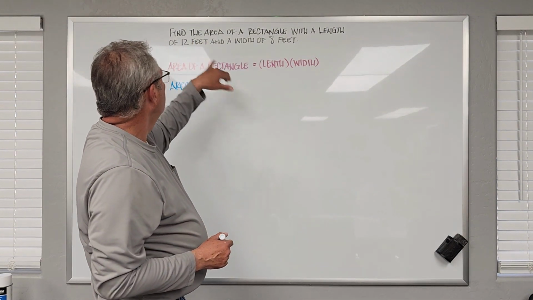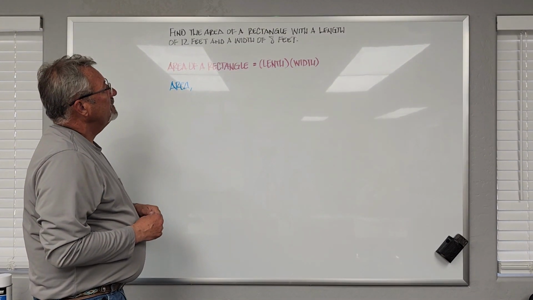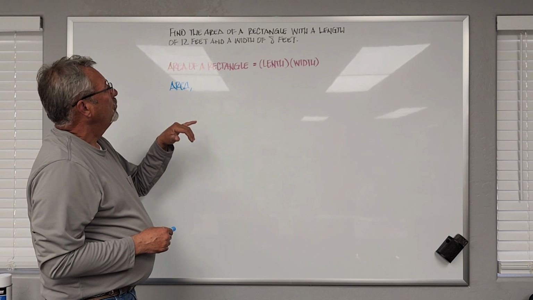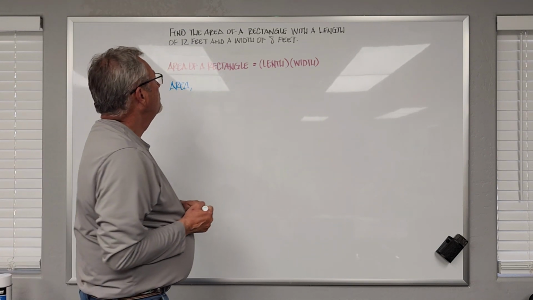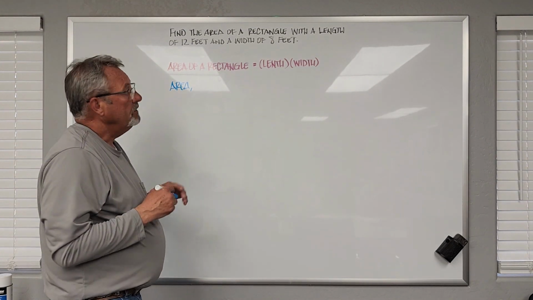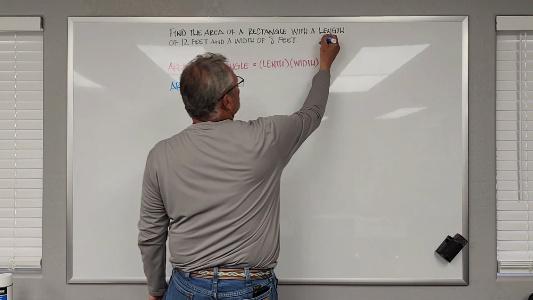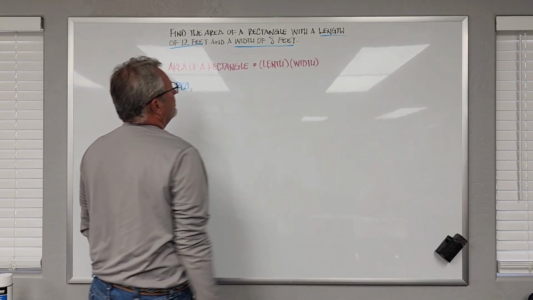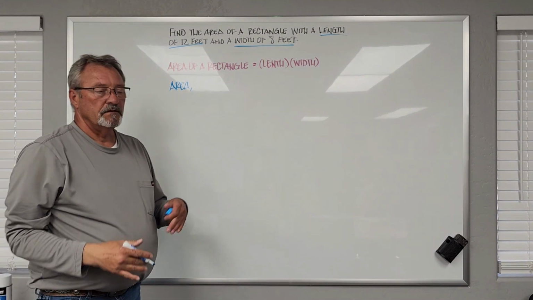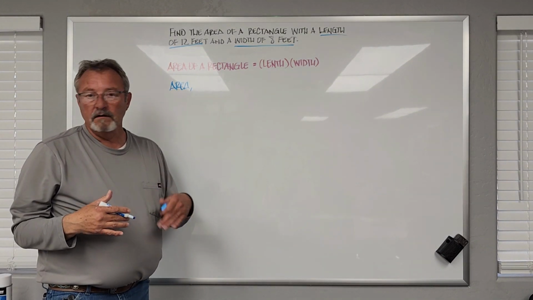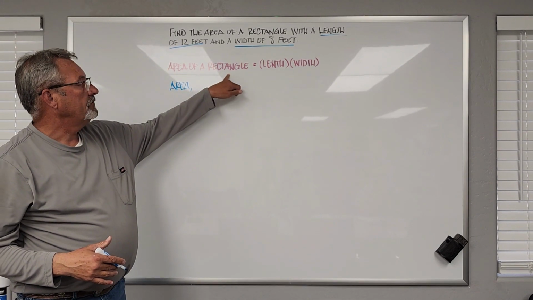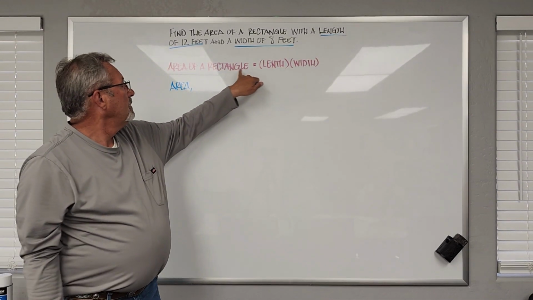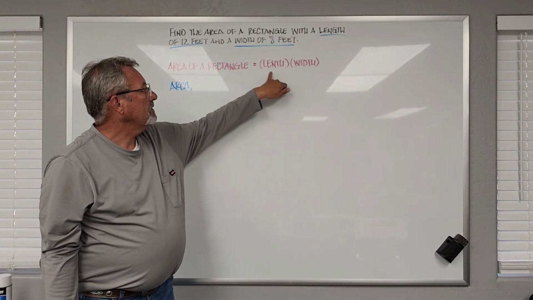The first problem: find the area of a rectangle with a length of 12 feet and a width of 8 feet. So if we look on the formula sheet, we know it's going to be a length of 12 feet and a width of 8 feet. These formulas are listed in alphabetical order. We're looking for area of a rectangle. And when you look it up on your math formula sheet, it's area of a rectangle equals length times width.